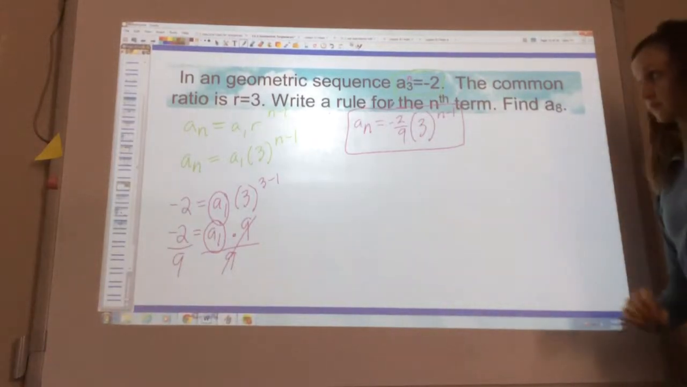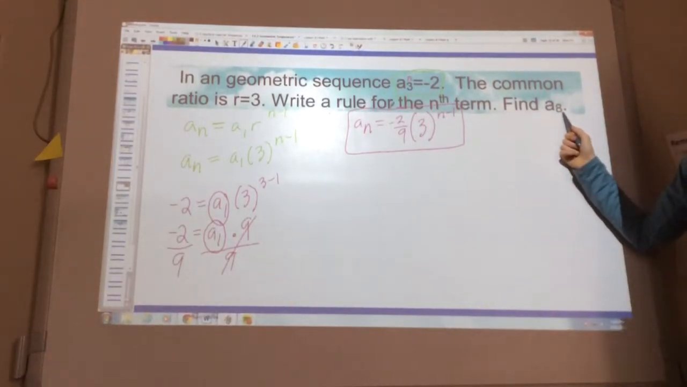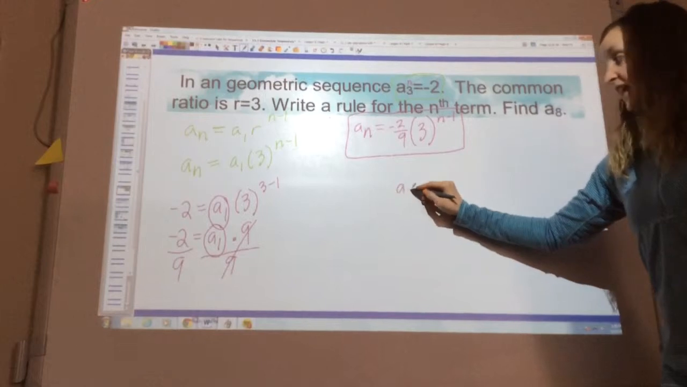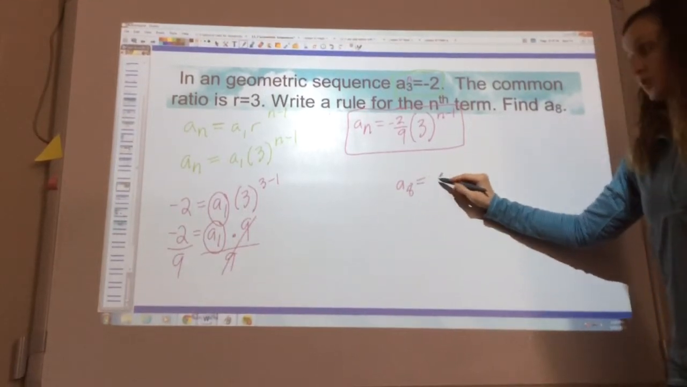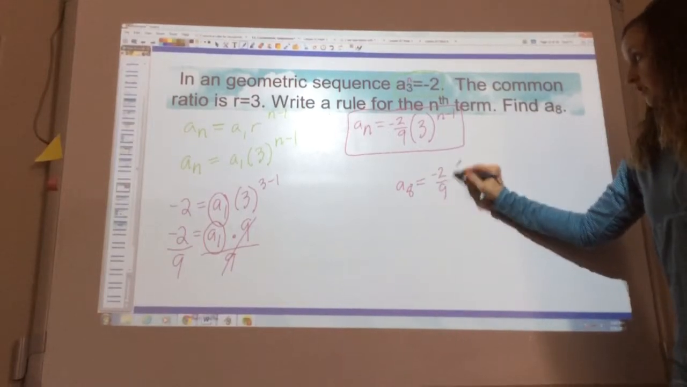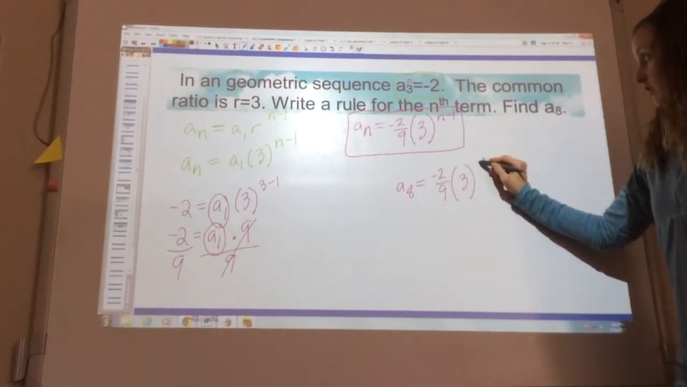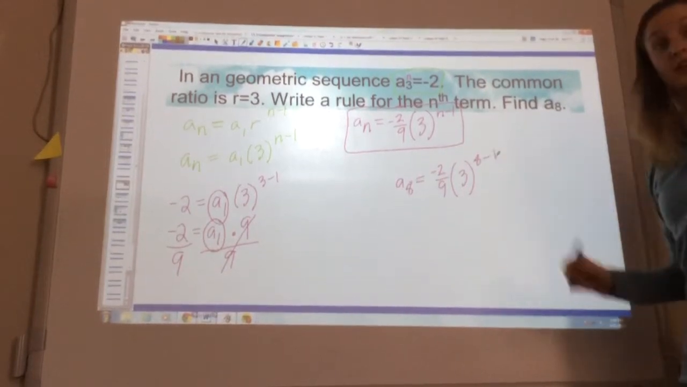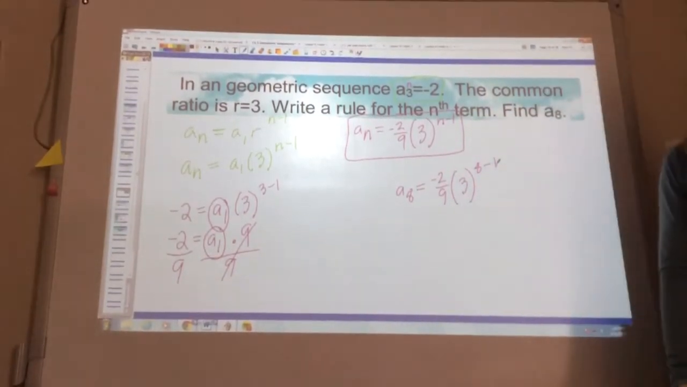That's awesome. Now, do you know how to find a sub 8? Yes. Put 8 in for n. And then you get, so that means a sub 8 equals what again? -2/9 times 3 to the 8 minus 1 power. 8 minus 1. Very good. Go for it.